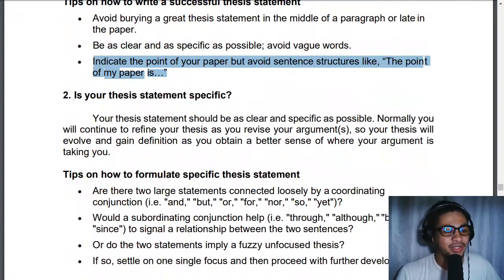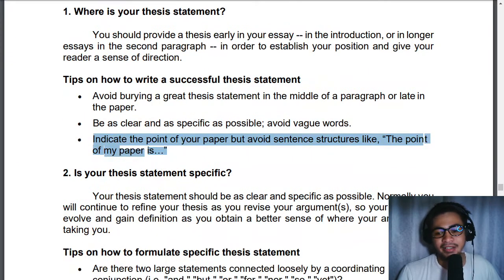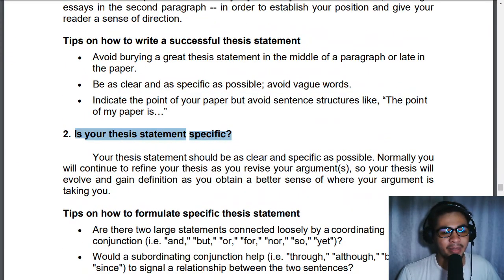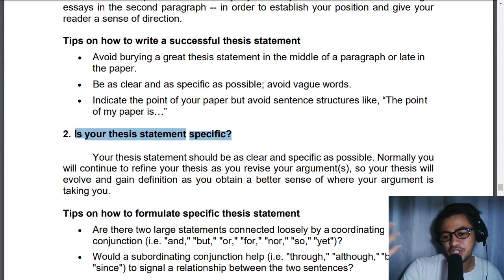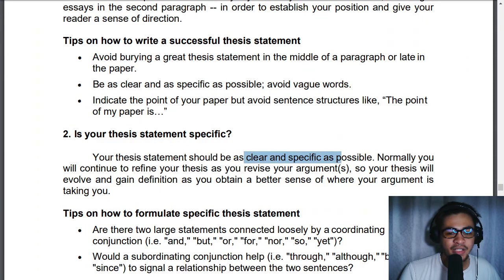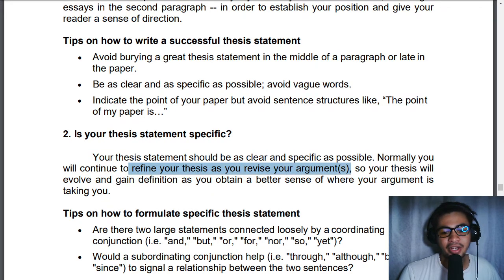Number 2, the second technique in formulating a thesis statement: is your thesis statement specific? It should be as clear and specific as possible. Not too many vague words. You will continue to refine your thesis statement as you revise your argument. So revise your argument. If it is not specific, then revise it.